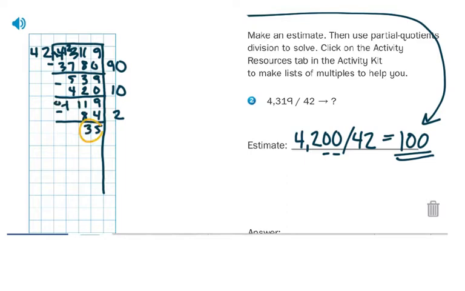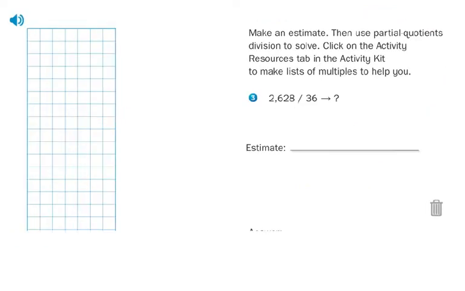Now look, is my remainder smaller than my divisor? Yep, so all I have to do is add these numbers together. 90 plus 10 is 100 plus 2. So my answer is 102, remainder 35. Again, make sure your remainder is smaller than your divisor. Let's do one more together.